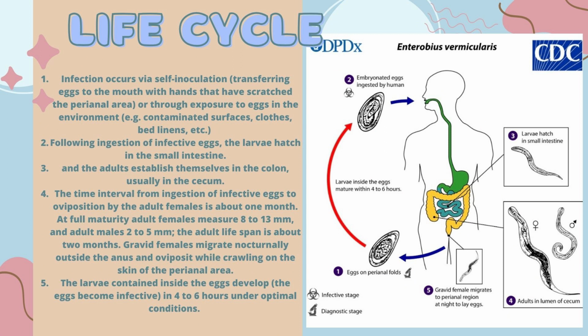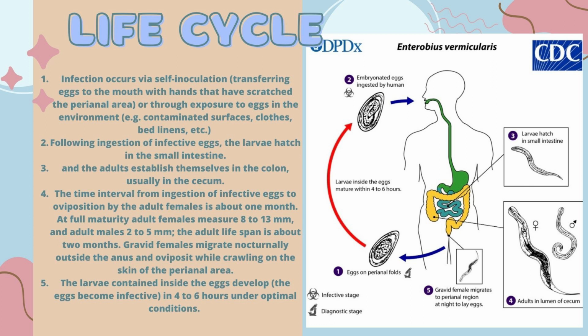Now we go to the life cycle. Infection occurs via self-inoculation, transferring eggs to the mouth with hands that have scratched the perineal area, or through exposure to eggs in the environment, such as contaminated surfaces, clothes, and bed linens. Following ingestion of infective eggs, the larvae hatch in the small intestine, and the adults establish themselves in the colon, usually in the cecum.